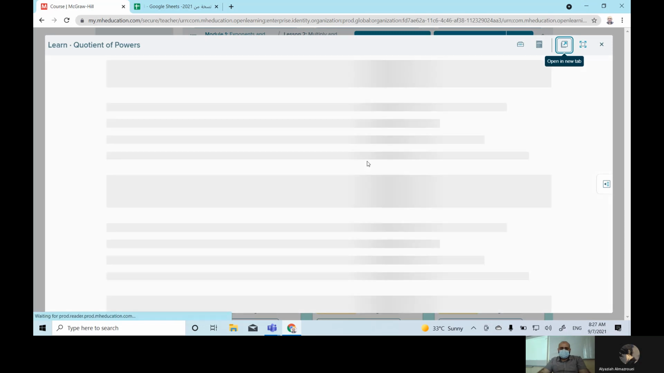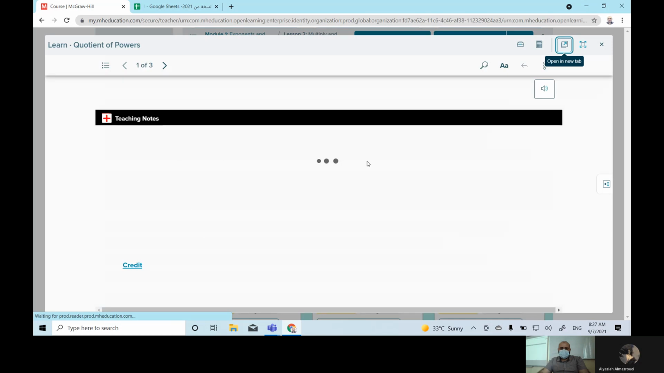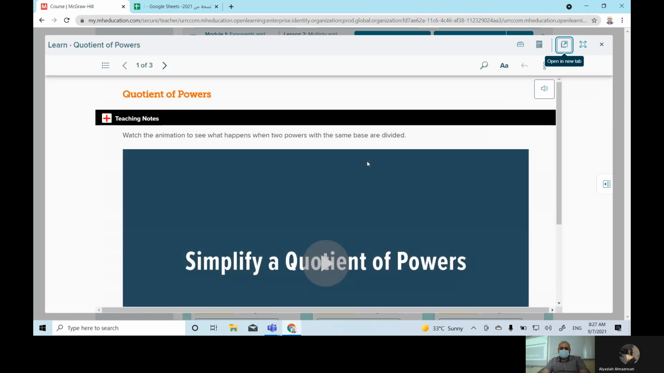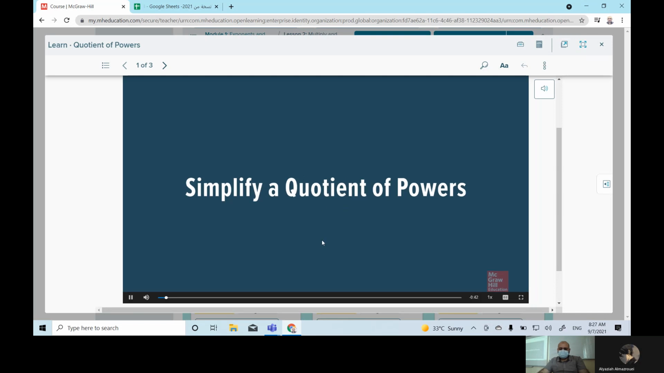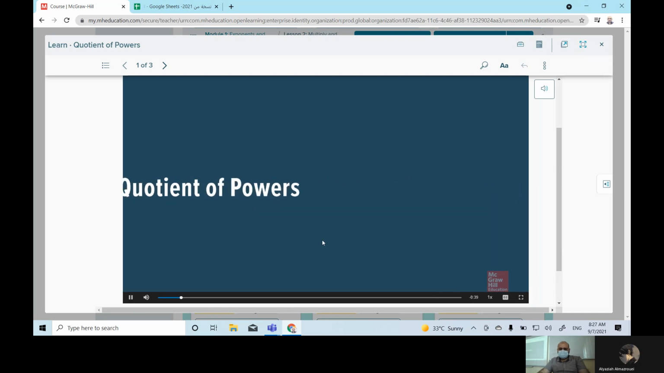So the idea now, we want to learn the quotient of powers. Watch this video, please. You can simplify the quotient of powers with the same base. As you see here, we have to divide 3 exponent 6 by 3 exponent 2. Here we have 3, here we have 3, which means we have the same base.